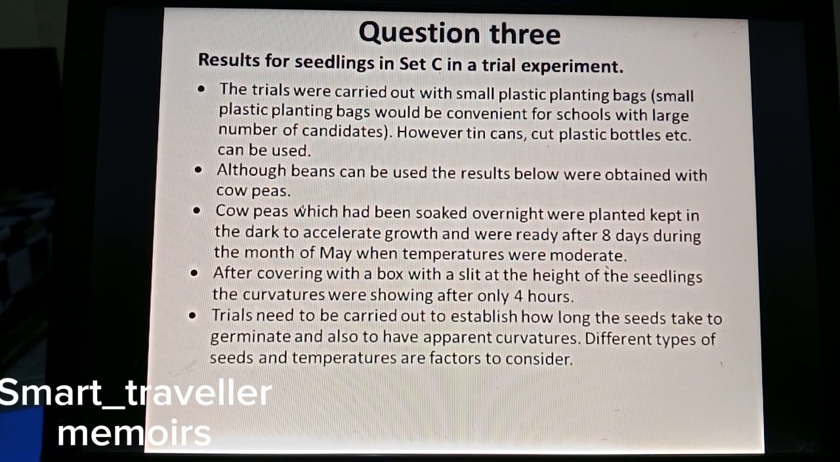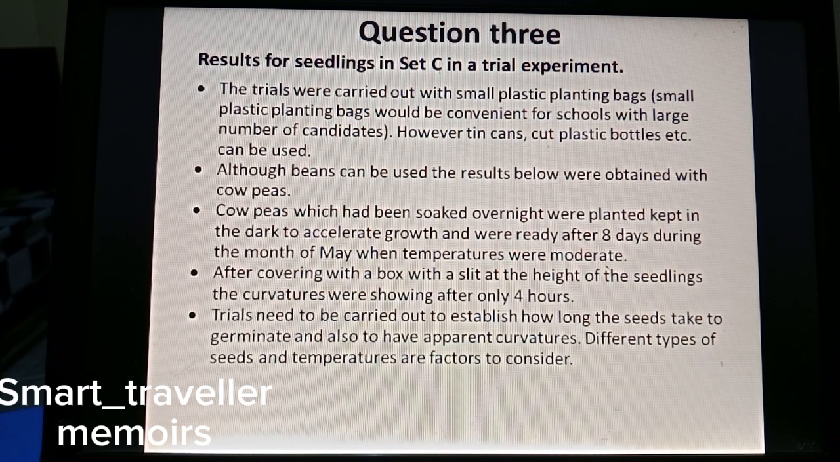Question 3, continuation. Results for the seedlings in set C in a trial experiment. The trials were carried out with small plastic planting bags. Small plastic planting bags would be convenient for schools with a large number of candidates. However, tin cans, cut plastic bottles, etc. can be used. Although beans can be used, the results below were obtained with cowpeas.